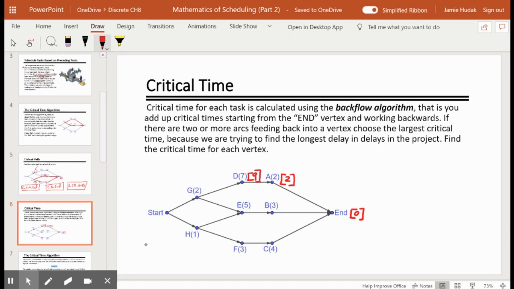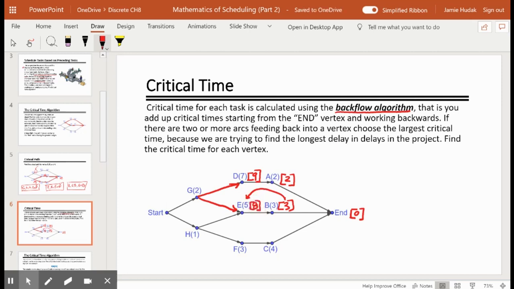However, I can't go back to G because I see G has two different arcs feeding into it. That means before I can determine what G's critical time is, I need to determine what vertex E's critical time is. So let's start back at end. And the 0, add it to the 3 for the B. B has a critical time of 3. Let's continue working backwards. It's why it's called the backflow algorithm. So from 3, if we add the critical time of 3 to 5, we get a critical time of 8.